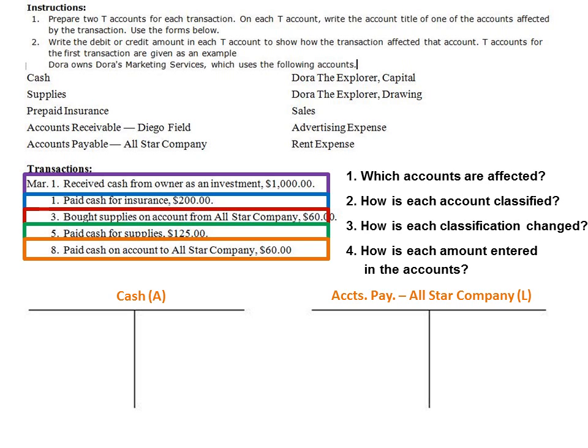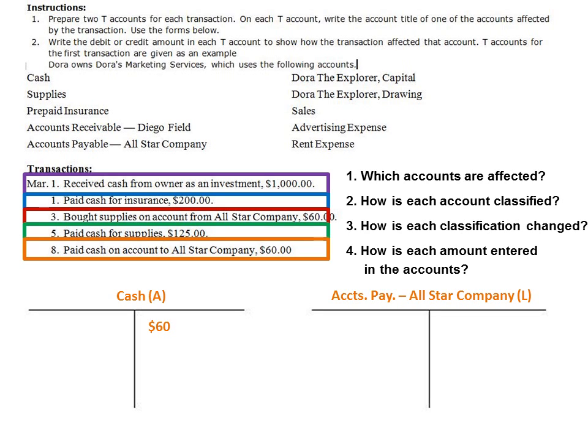Now, this is a little tricky here because we have to really think about this. Okay, how is each account classified? We got that. And how is the classification changed? Okay, paid cash. Do we have more or less money? We actually have less money. Since it's an asset account, it's on the left-hand side of the accounting equation. The normal balance side is a debit, or the side that shows increase is a debit. Therefore, the side that shows decrease, and we paid cash, so we are decreasing our cash, $60, is a credit.